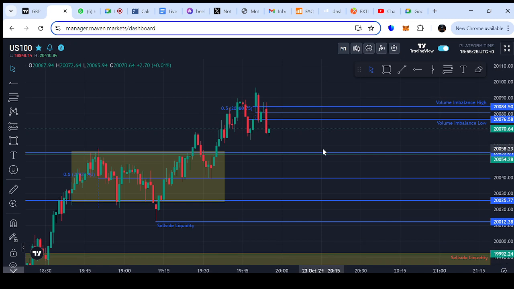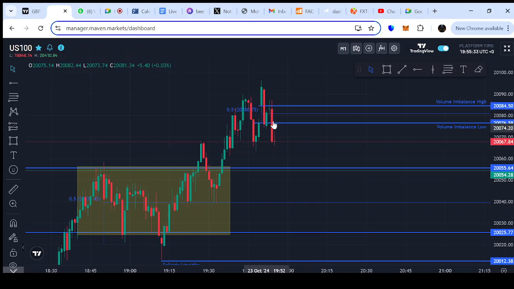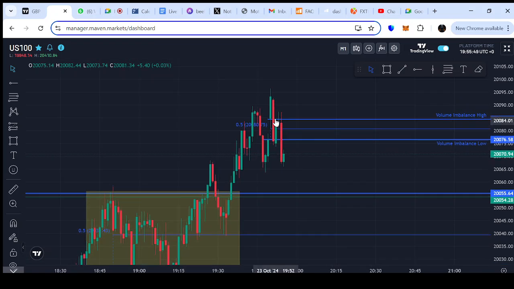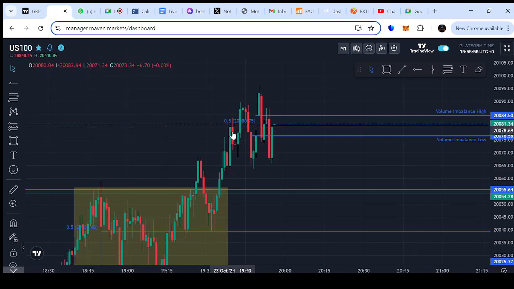You can see price has traded out of it now. We're out of the volume imbalance. It's now balanced. It's no more a void now, since price has delivered inside it. It's no more a void or empty gap. It has been filled now. Yeah, standing as our breaker. Here is our breaker.